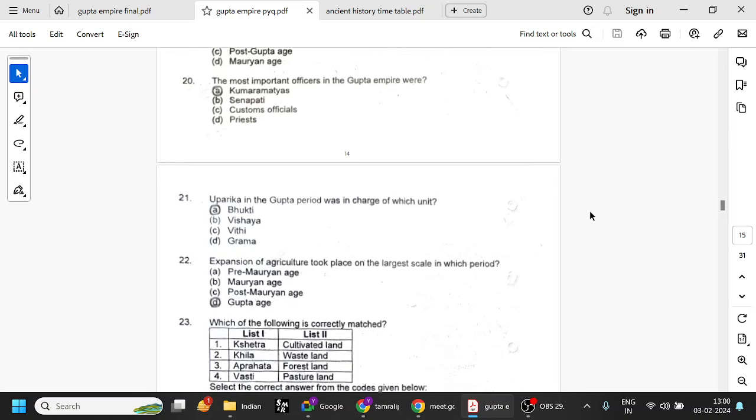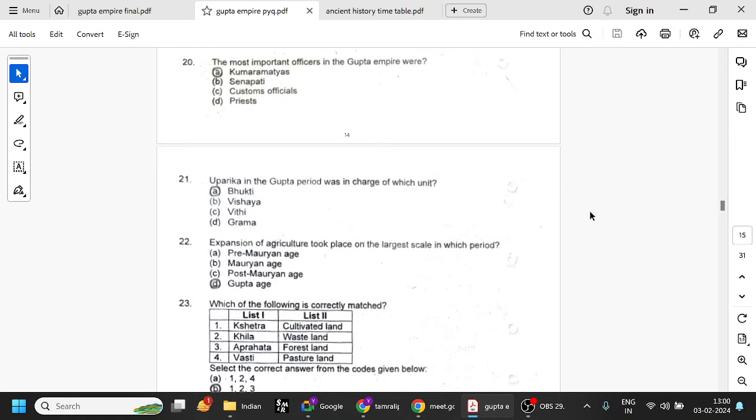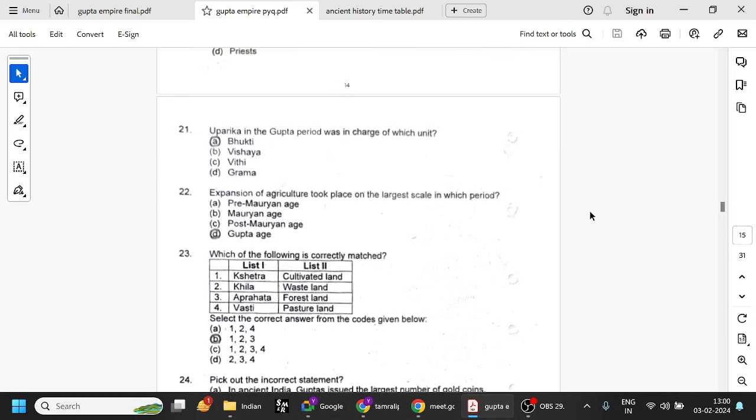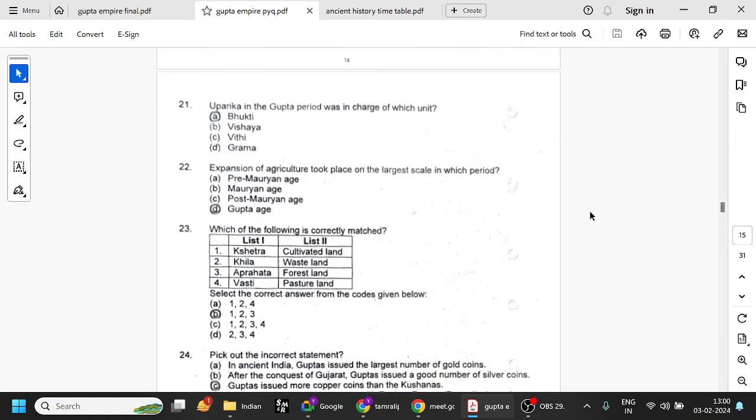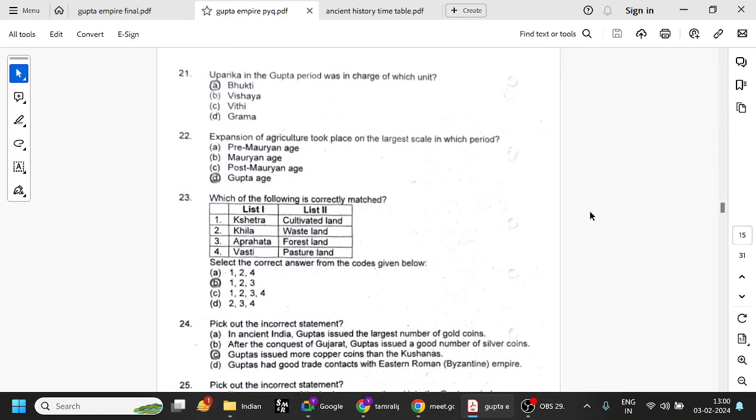So Gupta period, first administration, civil and criminal law. Kumaramatyas means high ranking official, direct sons, princess, etc. Uparika was in charge of Bhukti, and Vishaya was Vishayapati, Grama, Gramika. Bhukti is the provinces, like states.